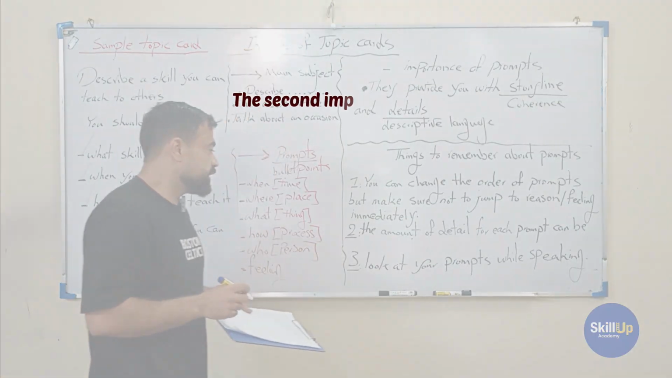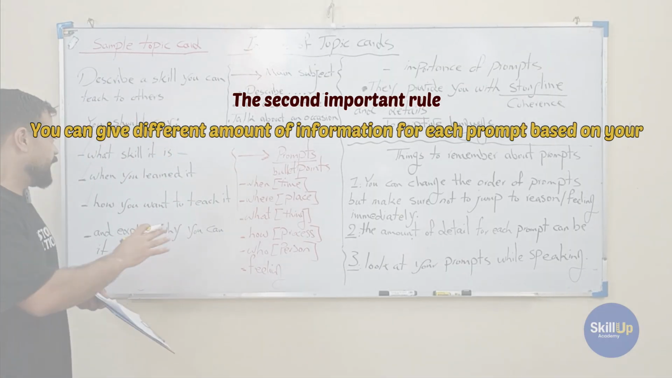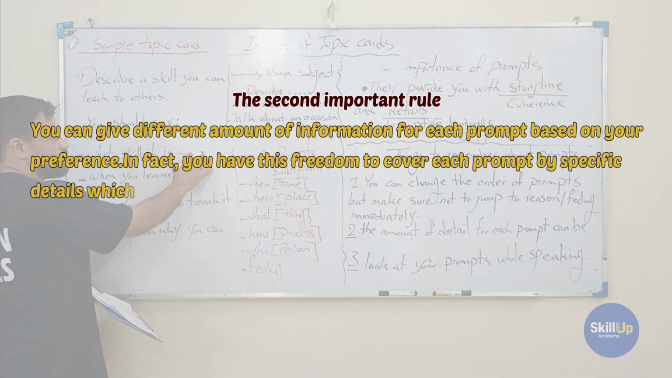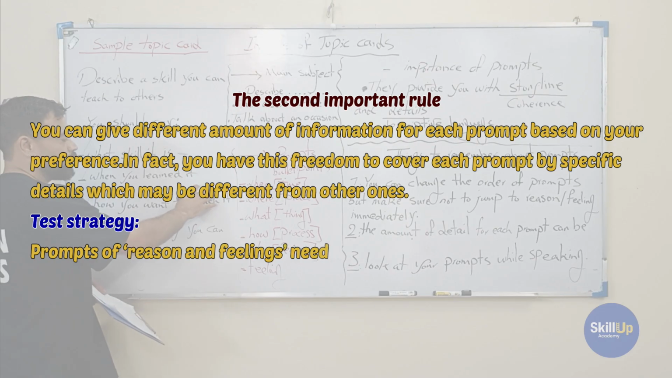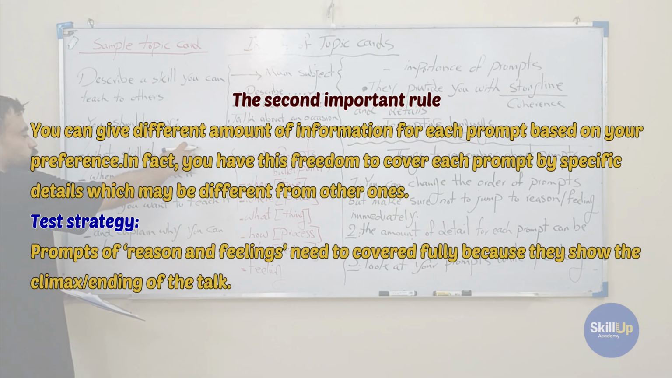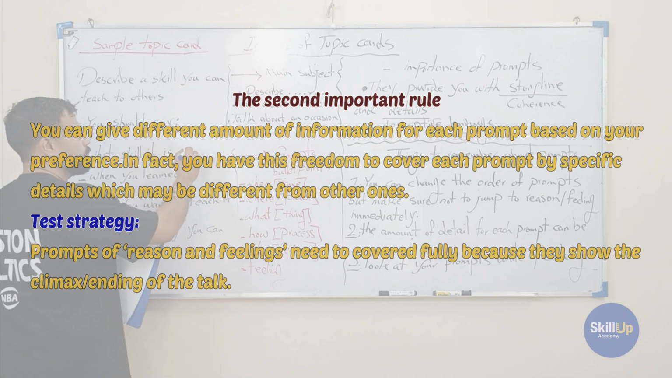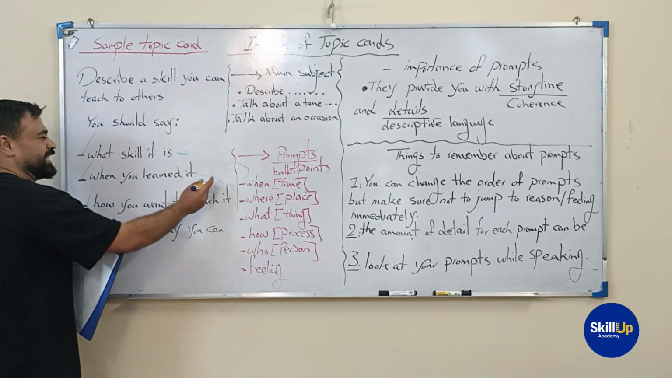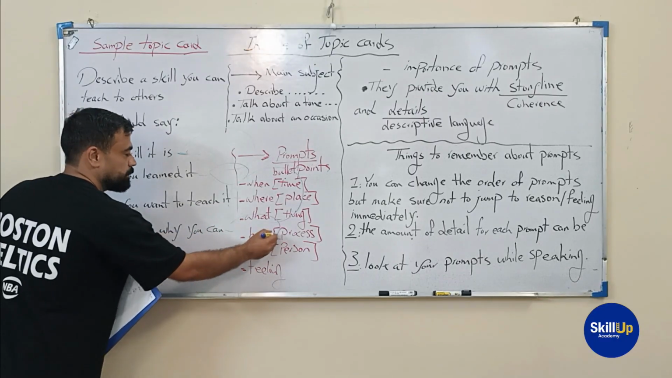The second one, the amount of detail you provide for each prompt can be different. Okay? Imagine that you're talking about this topic card. You provide some details in this prompt. But for the second prompt, the amount of detail that you are giving is less compared to the first one. And that is totally okay. For example, you may have a lot of details here, but for this one, you provide less. And for this one, again, you may provide more. And again, here it can be less.